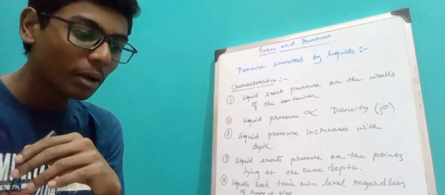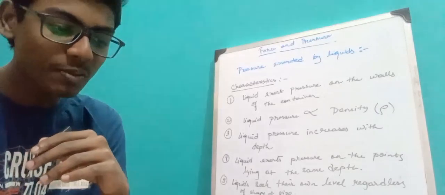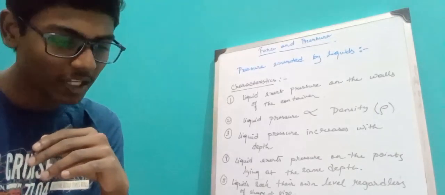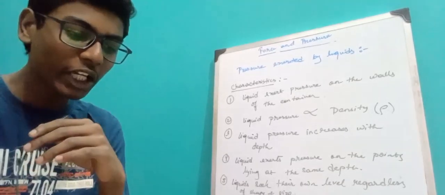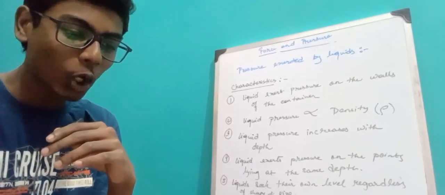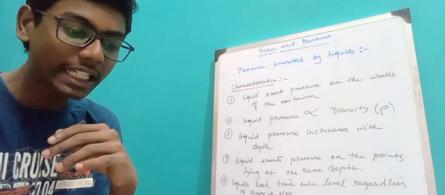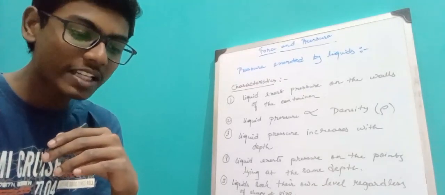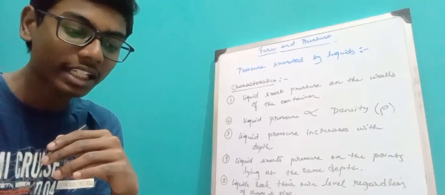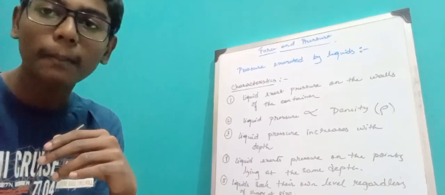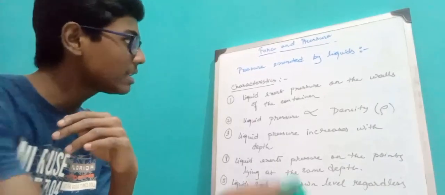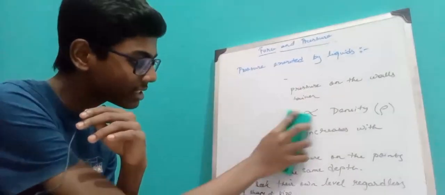Now coming to Pascal's law. Blaise Pascal was the person, okay, full name is Blaise Pascal. According to Pascal's law, whenever a pressure is applied at a point on an incompressible and confined liquid or fluid, it is transmitted equally in all possible directions with undiminished magnitude. That means these were the characteristic features, okay?